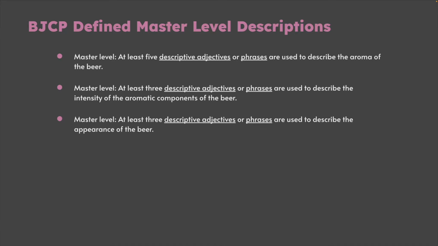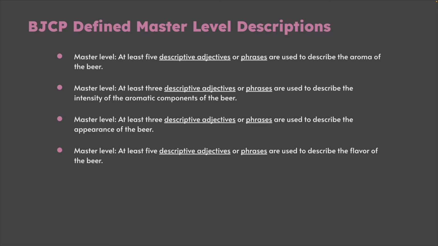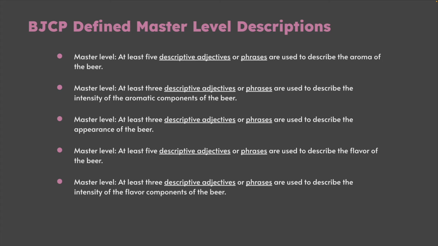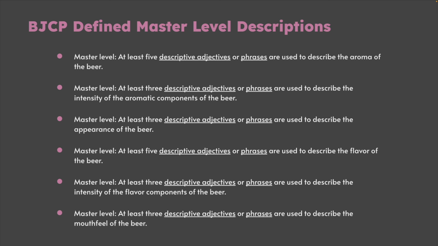At least 3 descriptive adjectives or phrases are used to describe the appearance of the beer. At least 5 descriptive adjectives or phrases are used to describe the flavor of the beer. At least 3 descriptive adjectives or phrases are used to describe the intensity of the flavor components of the beer. And at least 3 descriptive adjectives or phrases are used to describe the mouthfeel of the beer.